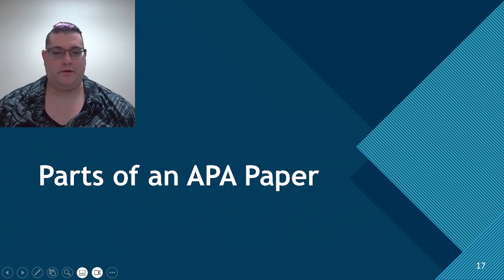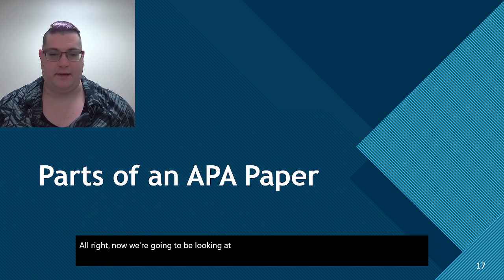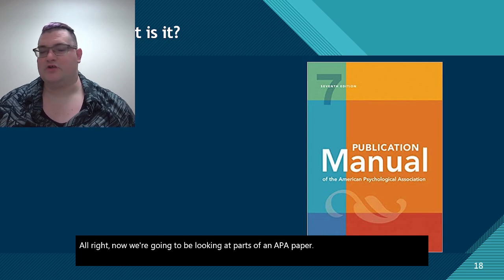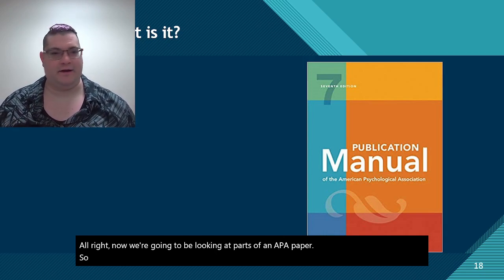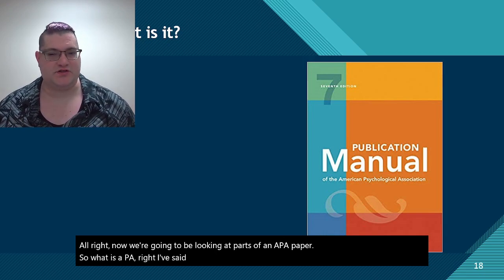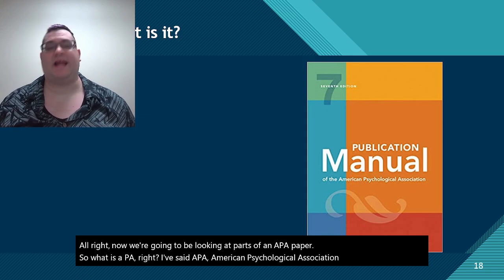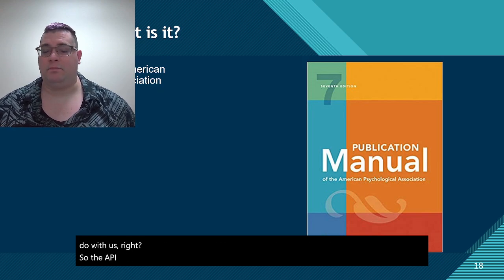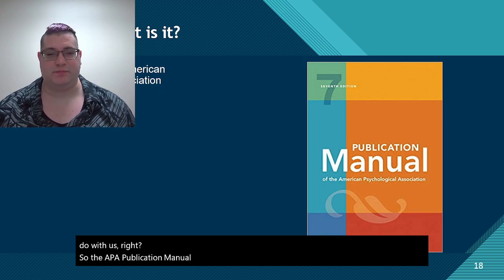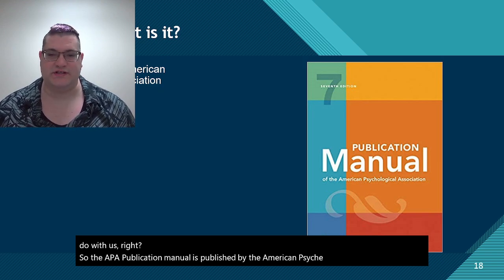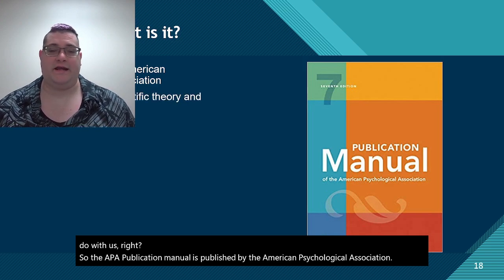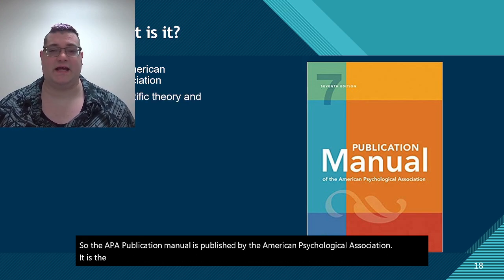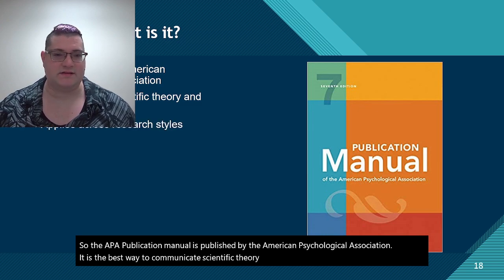All right, now we're going to be looking at parts of an APA paper. So what is APA, right? I've said APA, American Psychological Association. What does that have to do with us, right? So the APA publication manual is published by the American Psychological Association. It is the best way to communicate scientific theory and findings.